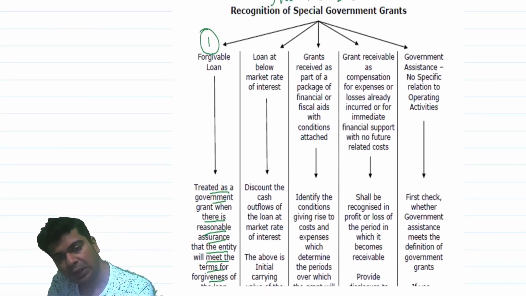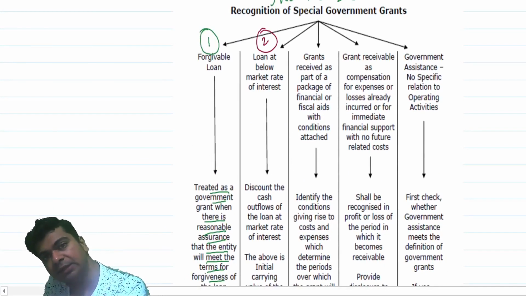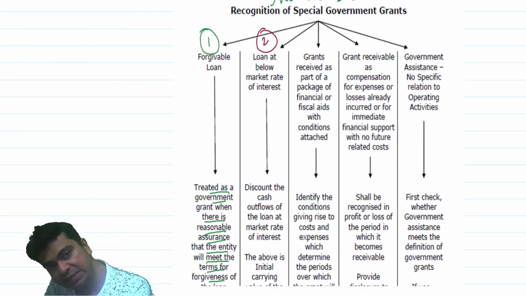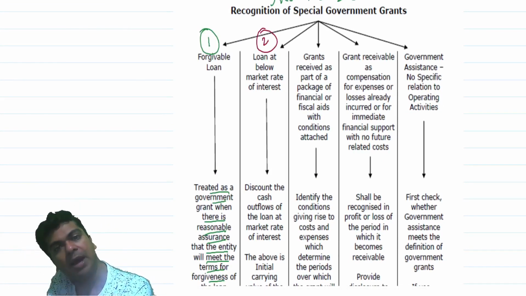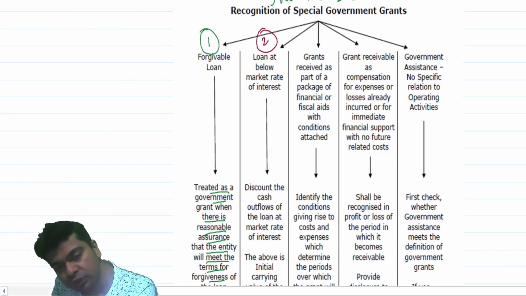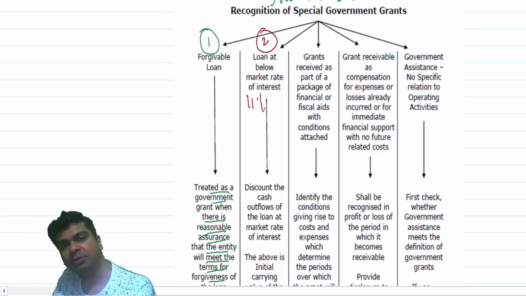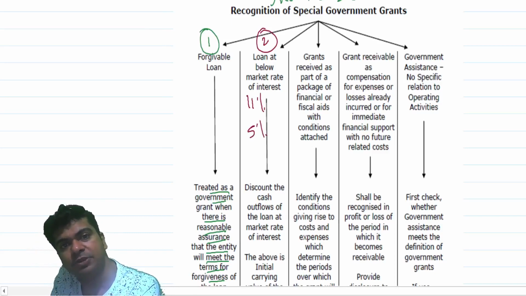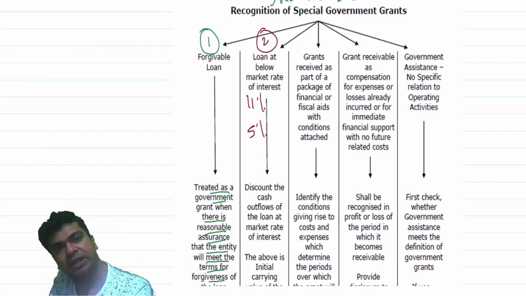Okay. The second one. Again, a loan is available from the government, but at a concessional rate of interest. And this time the loan is to be repaid also. Okay, so that is the difference between forgivable loan and the point that we are discussing now. Loan at below market rate of interest. If you are going to a bank or a financial institution, you will get a fresh loan. Let's say you are getting a fresh loan at 11%. Government says nothing doing. We will give you loan only at 5%. You are getting a loan from the government at a concessional rate.